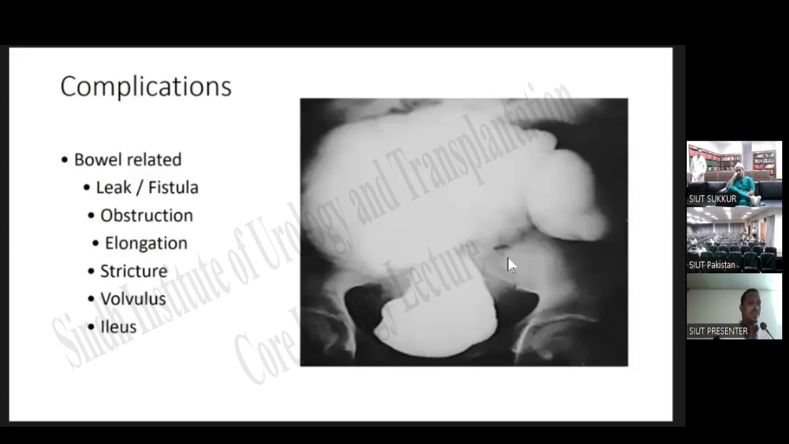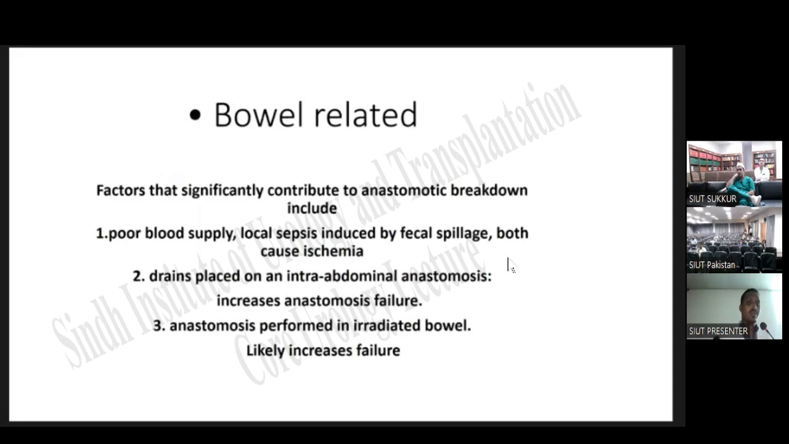So leak or fistula, which occur immediately post-op. It can occur within the first 7 days or immediately post-op. And fistula also is a longer procedure. Obstruction, and elongation, and stricture, and volvulus, and ileus. All this is related to what type of ileostomy you have done. And bowel-related factors that significantly contribute: anastomosis breakdown, poor blood supply.